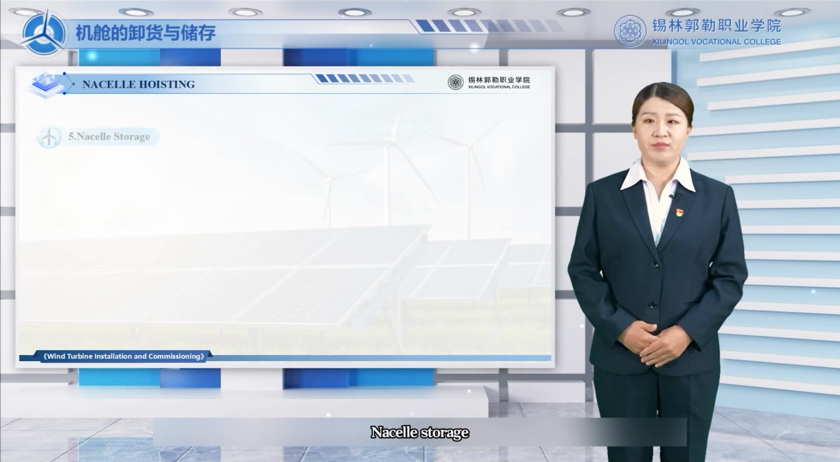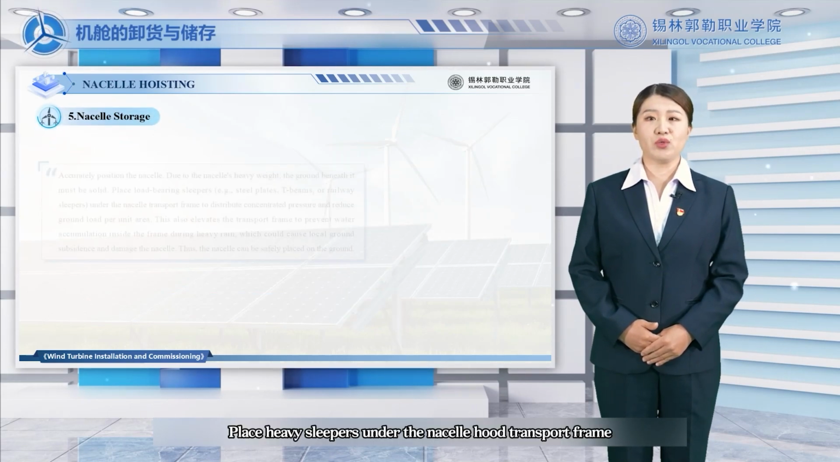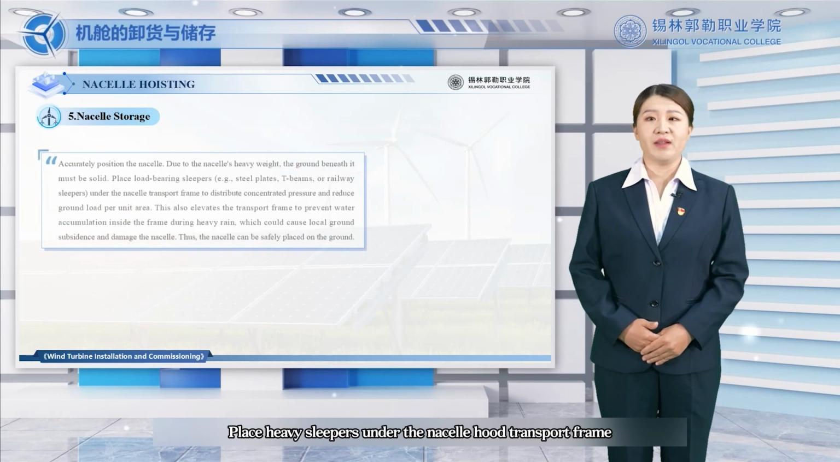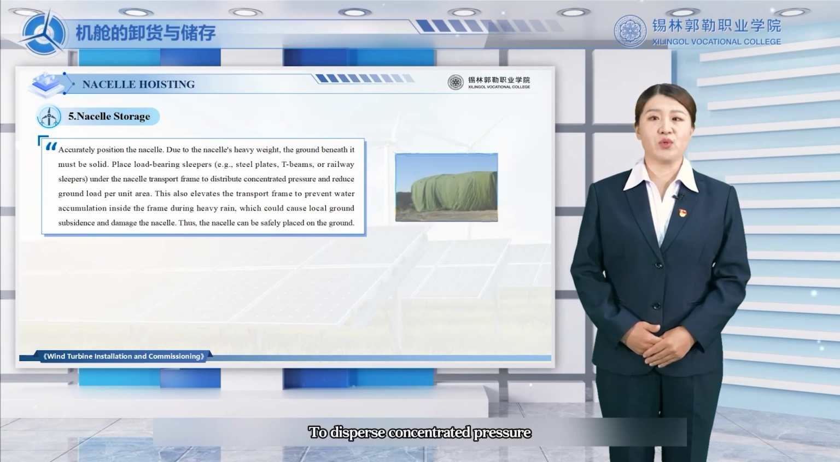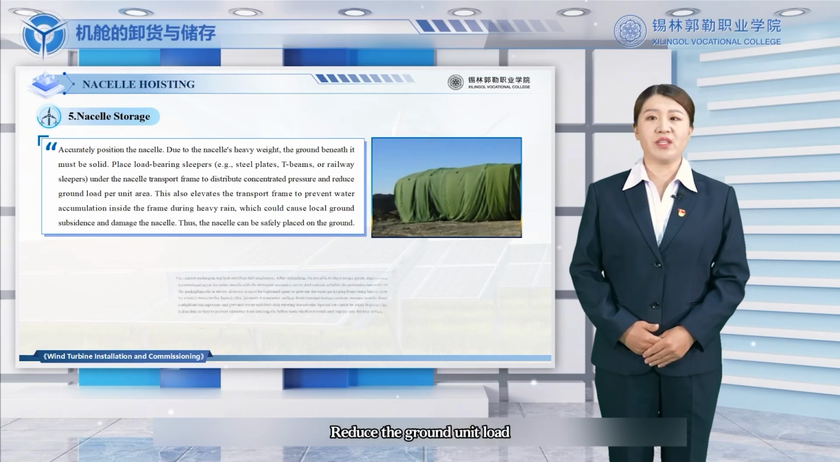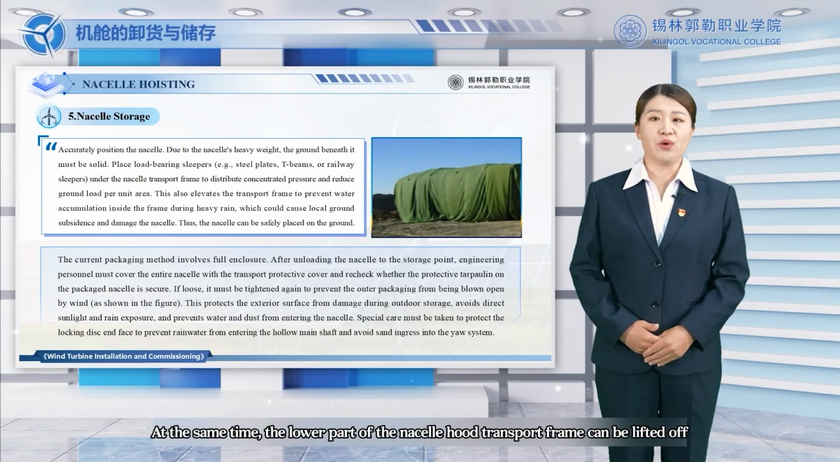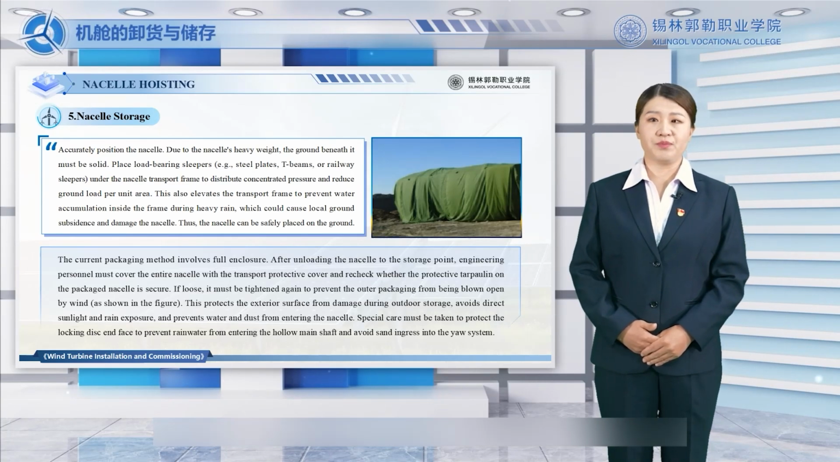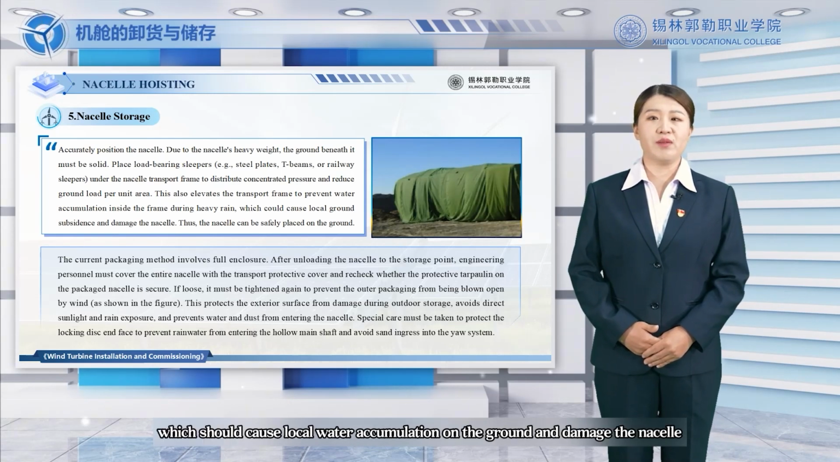Nacelle storage. Accurately locate the nacelle. Place heavy sleepers under the nacelle hood transport frame to disperse concentrated pressure. Reduce the ground unit load. At the same time, the lower part of the nacelle hood transport frame can be lifted off to prevent water accumulation during stormy weather, which could cause local water accumulation on the ground and damage the nacelle.